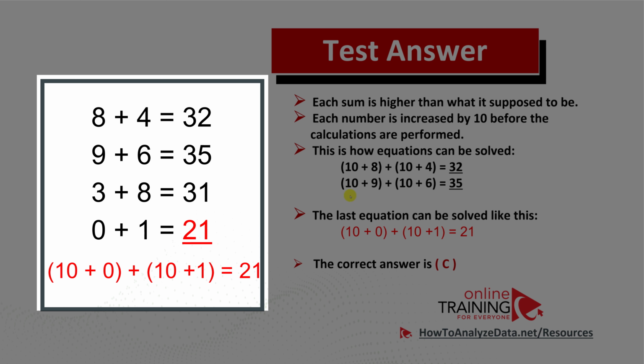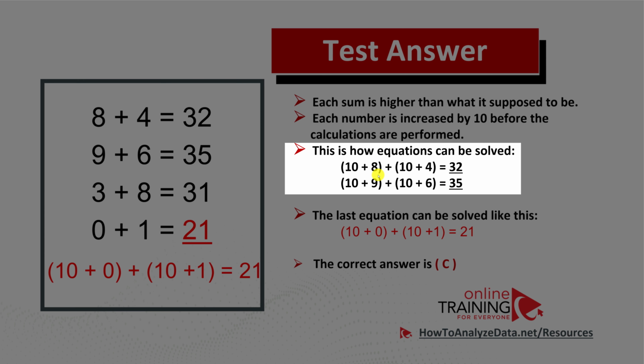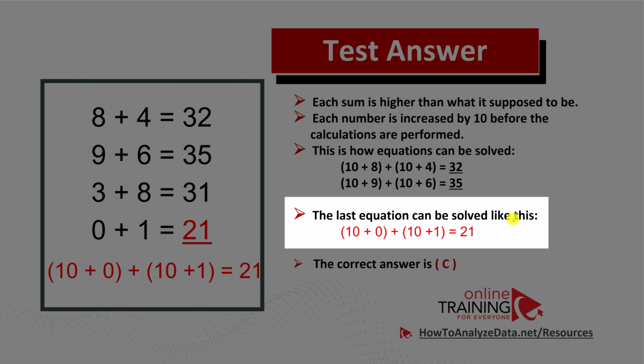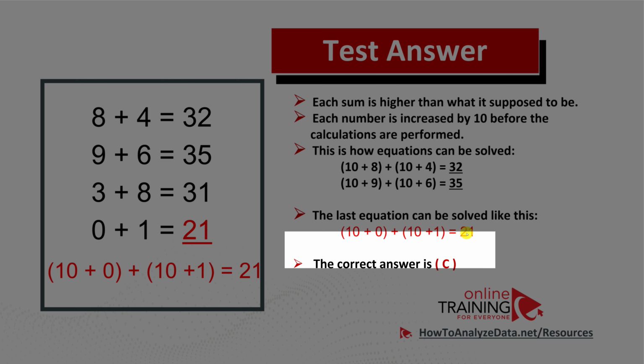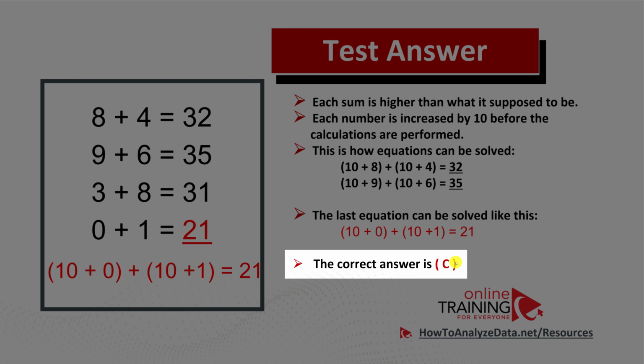Same calculations are done with the second, third, and fourth equations. For example, 19 plus 16 equals 35. And the last equation can be solved like this. 10 plus 0, 10 plus 1 equals 10 plus 11 equals 21. So the correct choice here is choice C, 21. Hopefully by now you know how to answer these types of questions on the test.